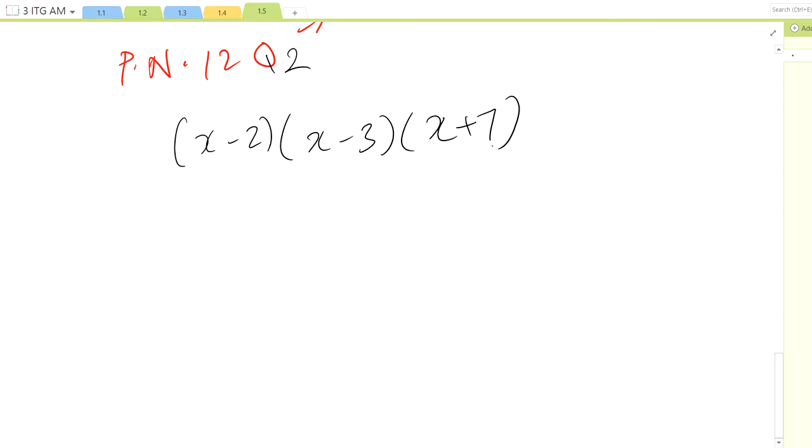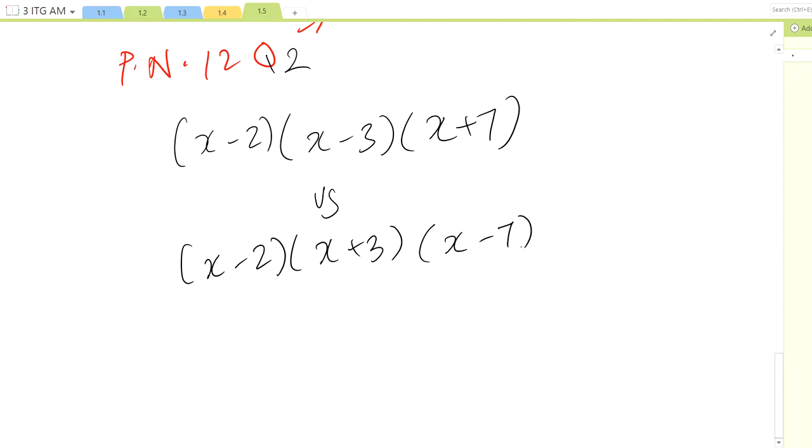Yes. X plus 3, x minus 7. Wait, no. X plus 3, x minus 7. No, you get a different answer. Okay, so the question is, x minus 2, x plus 3, x minus 7 versus x minus 2, x minus 3, x plus 7. Are they the same thing?